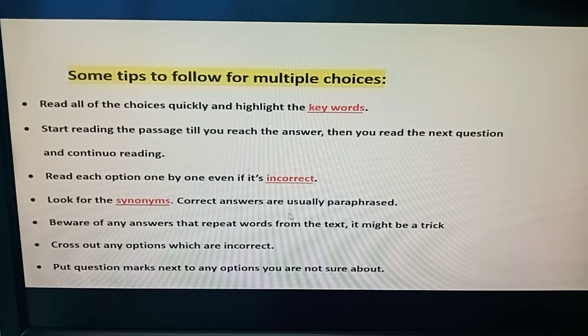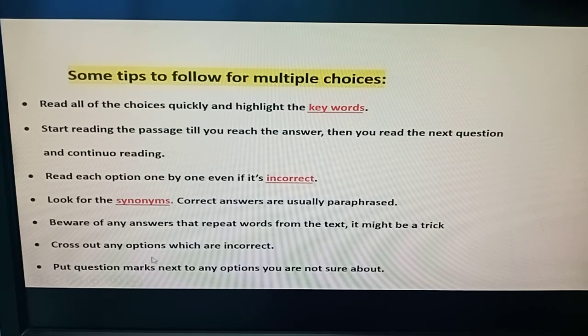Correct answers are usually paraphrased. Okay, beware of any answers that repeat words from the text. Any answer that you find with a word repeated in the text and in the question, try to understand it well. Beware of it, take care of it. It might be a trick.